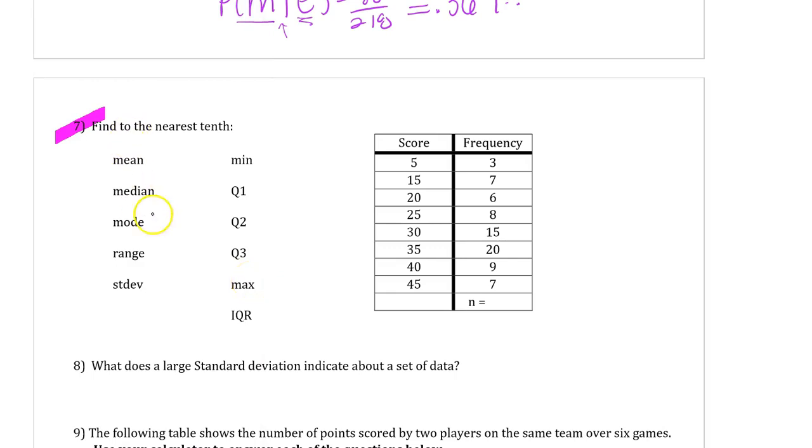The thing that the calculator doesn't tell you is your IQR, which is always quartile 3 minus quartile 1. So I just said that quartile 3 was 35, quartile 1 was 25, so you would just subtract those and get 10.